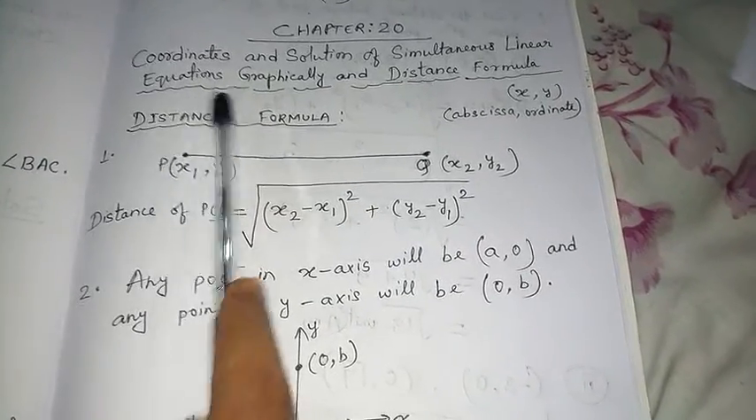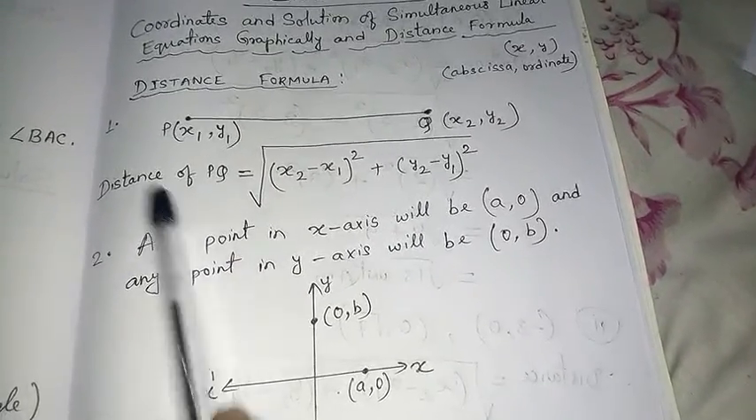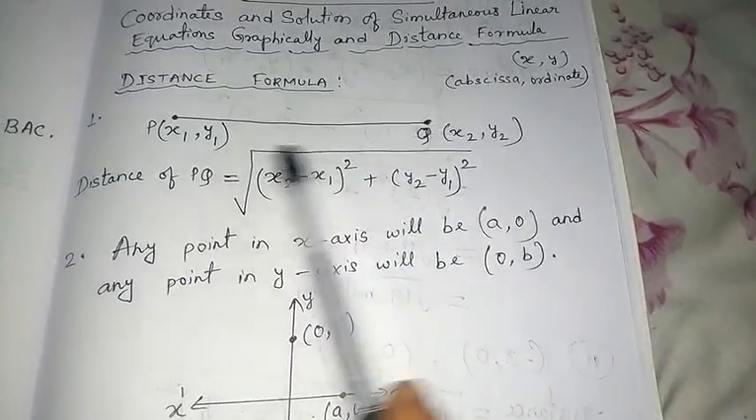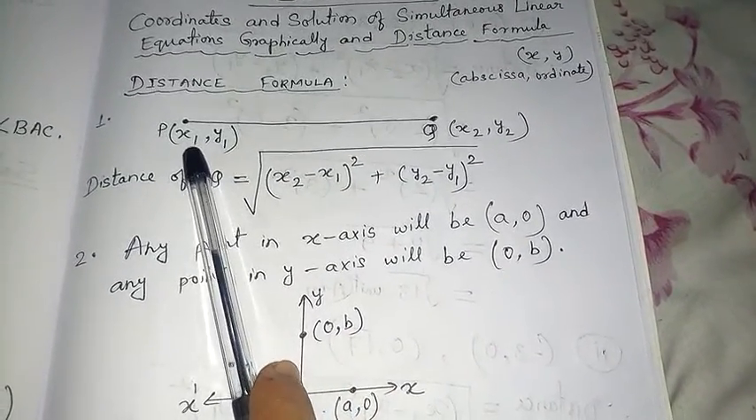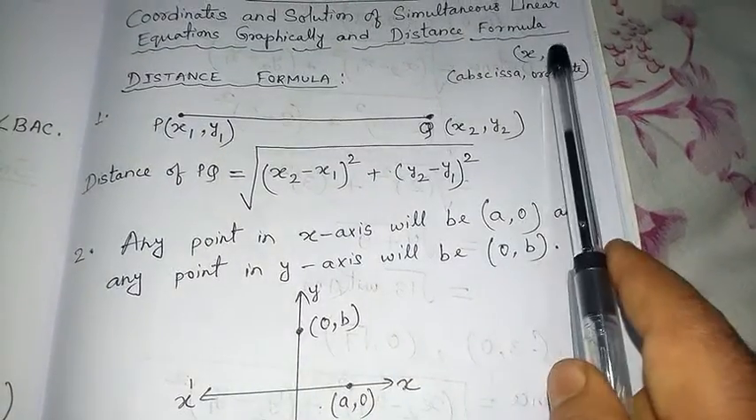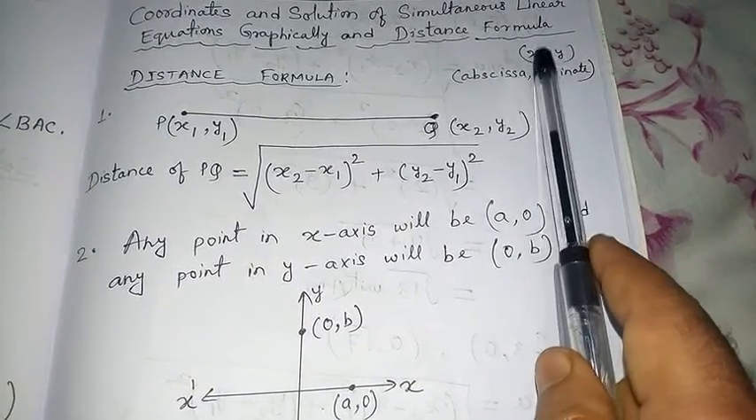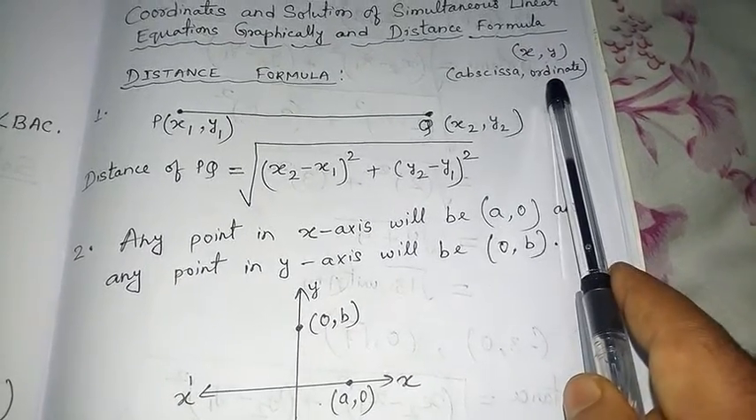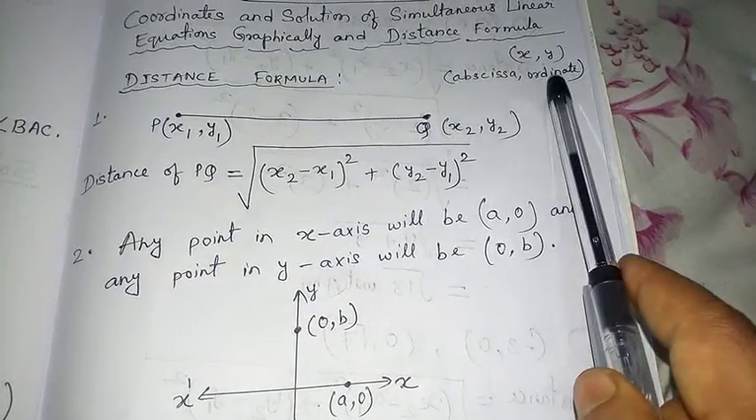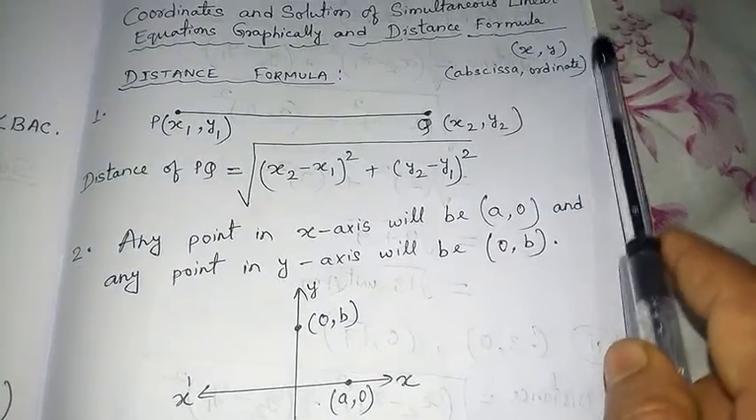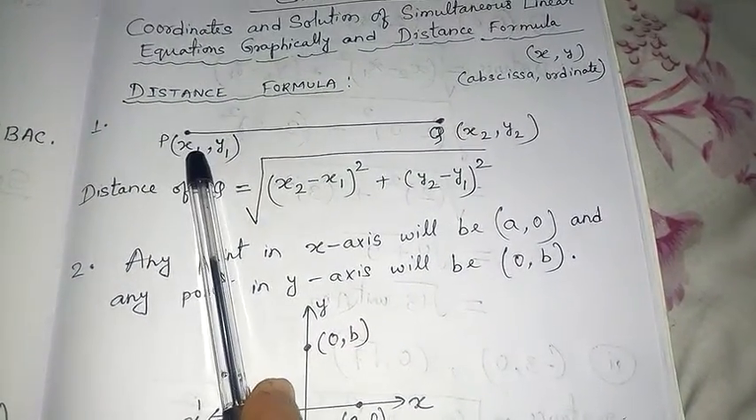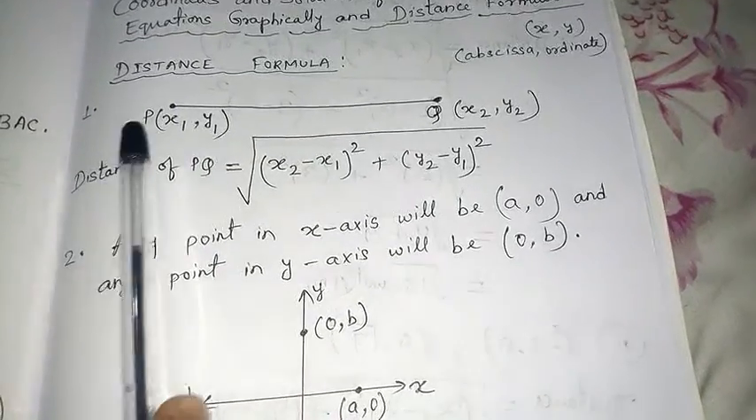In this coordinate geometry chapter, we find the distance formula this way. Here you will find points named x, y, where x is called abscissa and y is called ordinate. So abscissa and ordinate combine together to form coordinates. So here I have the distance formula first.